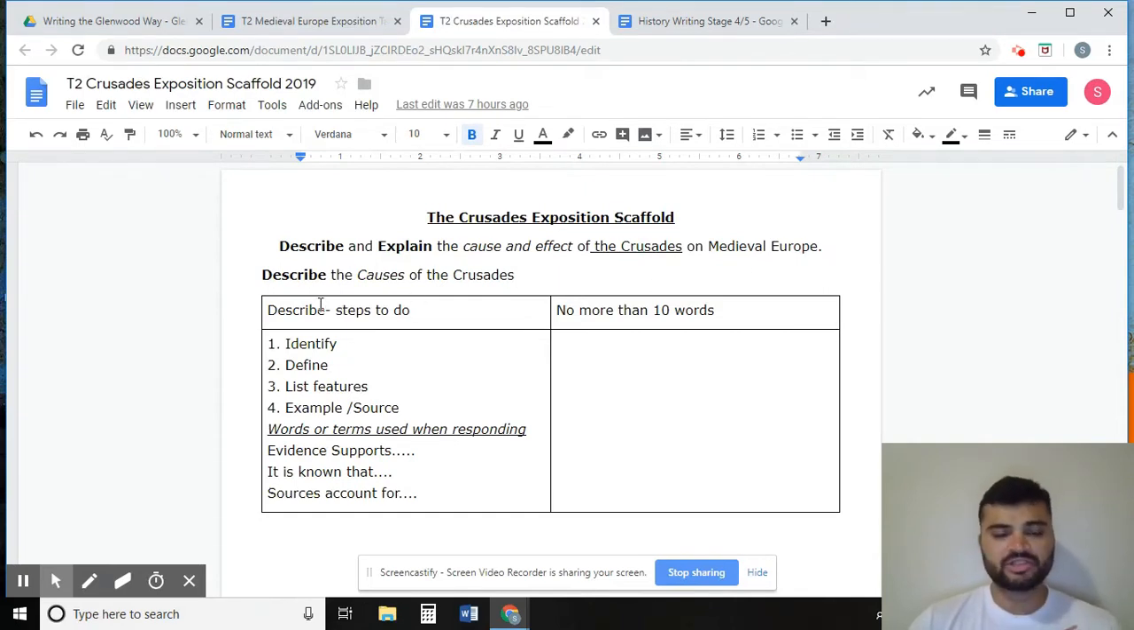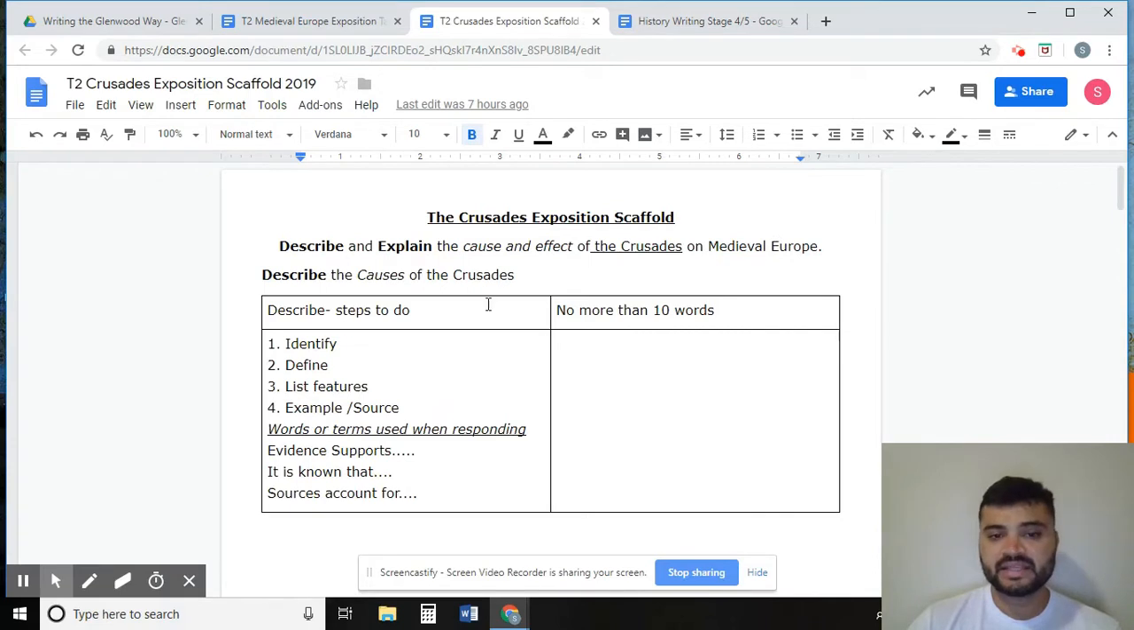This first table is for part A. You are describing the causes of the Crusades. Now, in describing, you must adhere to the following steps, again, to reach that outstanding mark. You must hit what the Crusades are, what some features of them were, what those causes were: identify the causes, define those causes, list features of those causes, etc.